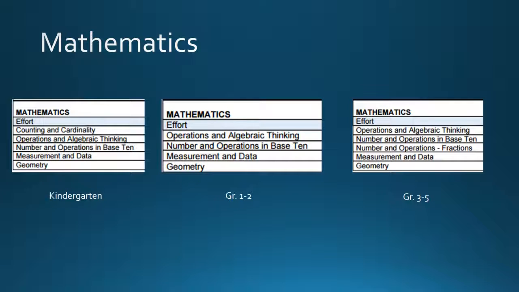Under mathematics, you will find several categories or topics. In Common Core, these are called domains. In kindergarten, you start with counting and cardinality. You have operations in algebraic thinking, numbers and operations in base 10, measurement and data, and geometry. Grades 1 and 2 have 4 domains, not having the counting and cardinality. In grades 3 through 5, you go back to having 5 domains, having added the number and operations fractions. In the following slides, I will be explaining in more detail each of those domains for all grades in K-5.